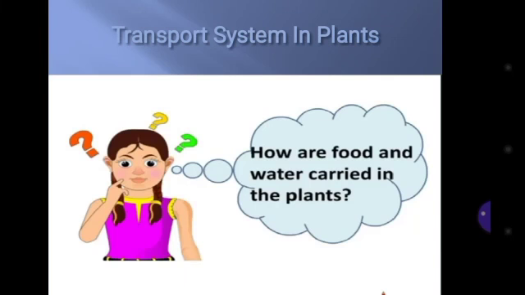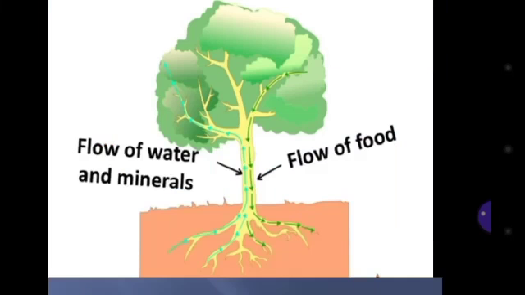Transport system in plant. How are food and water carried in plant? The food is prepared by the leaves. How is the prepared food reached to the other parts of the plant, and how do minerals and water absorbed by the roots reach the leaves where they can be used? The food is transferred to the other parts of the plant, and the minerals that are absorbed by the roots, how do they reach the leaves?